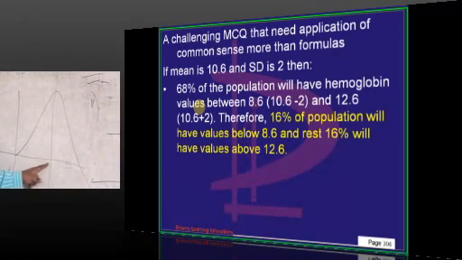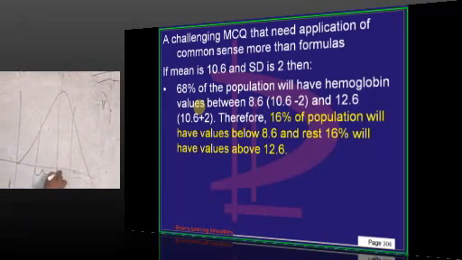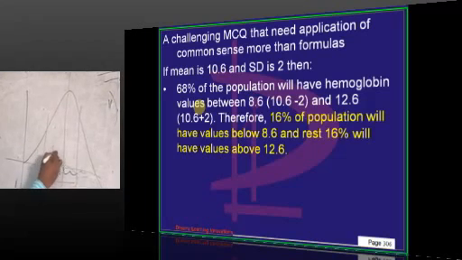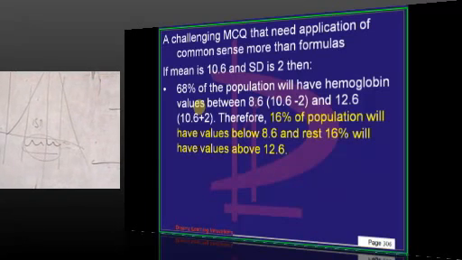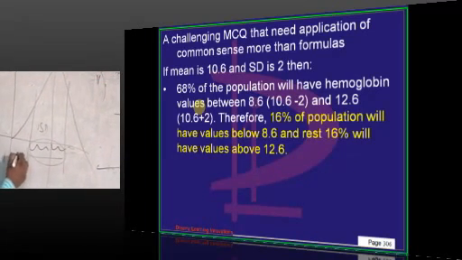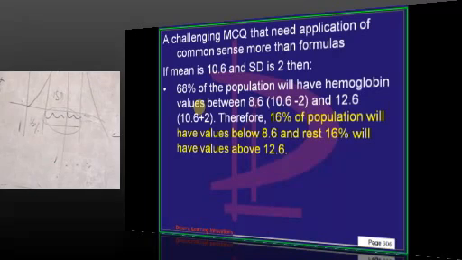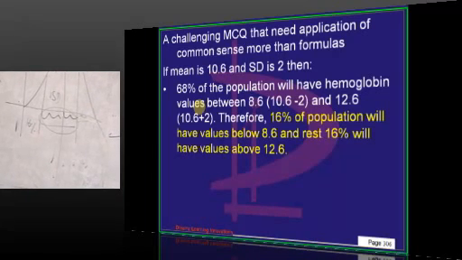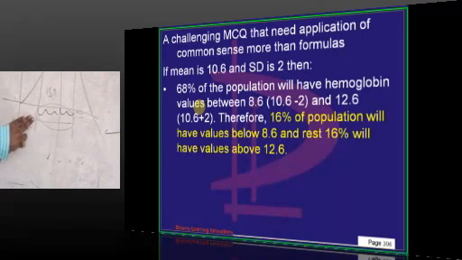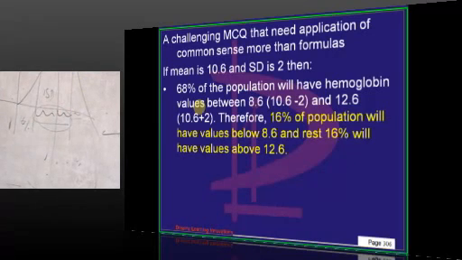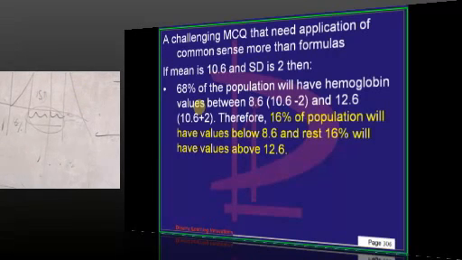Right doctor. So you are having a mean value, and about 68% of people falling within one standard deviation. So how much is left on both sides? 100 minus 68, 32. That means each side how much is there? 16%. Right? So typically 16% of the people will have a hemoglobin value either at this end or that end, that is beyond 8.6 or beyond 12.6.